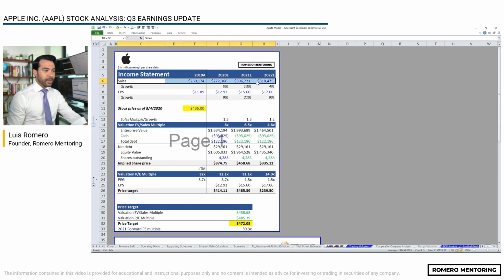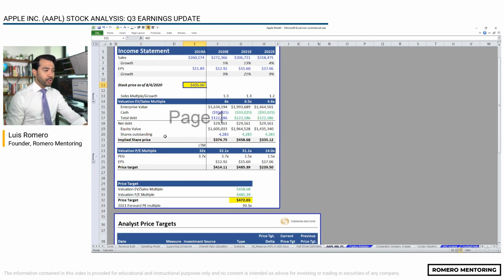We have net sales, what the street is projecting. We have earnings per share. We have the current price of Apple as of today's close, 435. And then we're going to do two basic valuation methodologies. We're going to apply EV over sales multiples and PE multiple, okay?